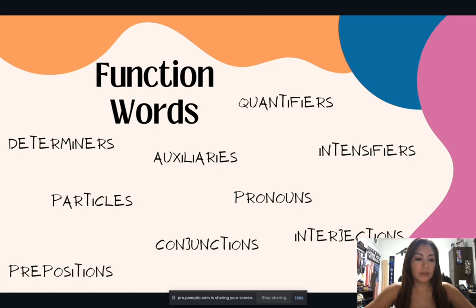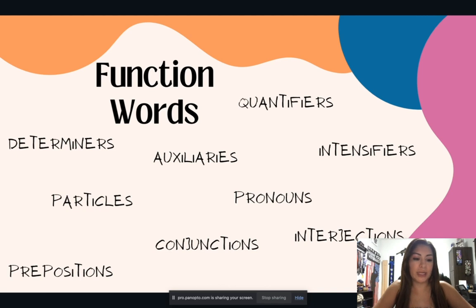Quantifiers also precede nouns and specify amounts or quantities. Pronouns are words such as her, him, you, or yourself that replace noun phrases. Auxiliaries are also known as helping verbs. These words describe the tense of a verb. Examples of auxiliary words include can, would, be, and have.